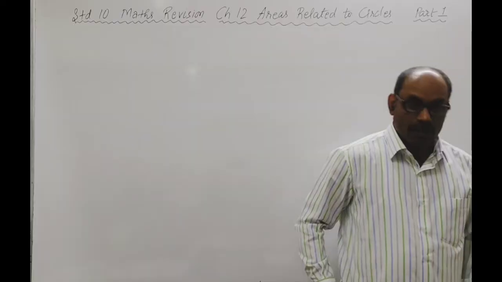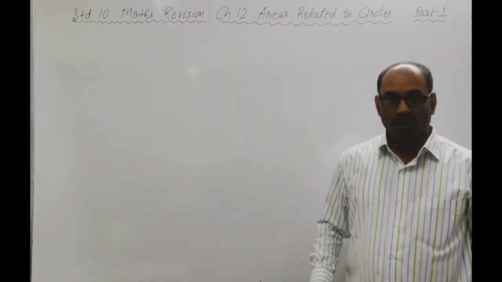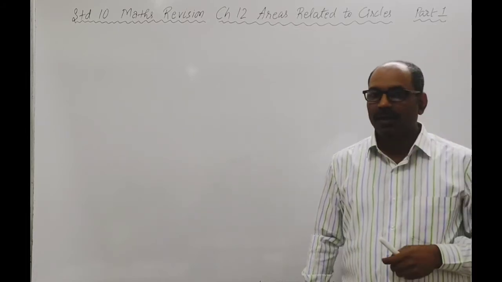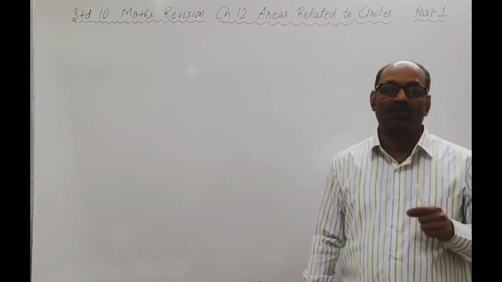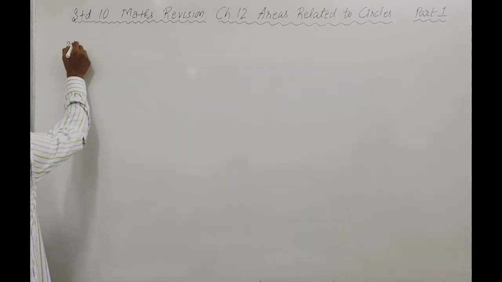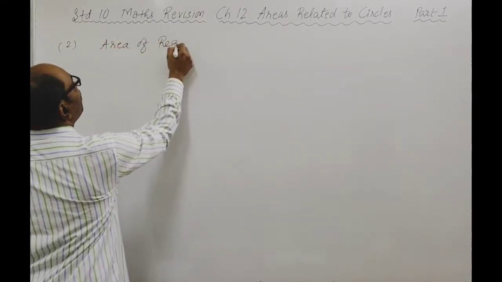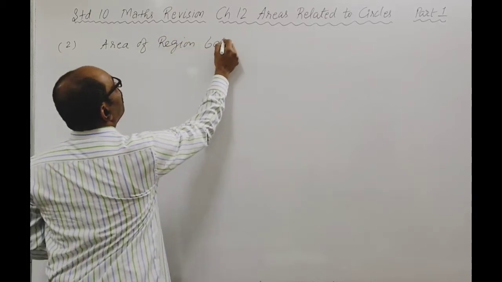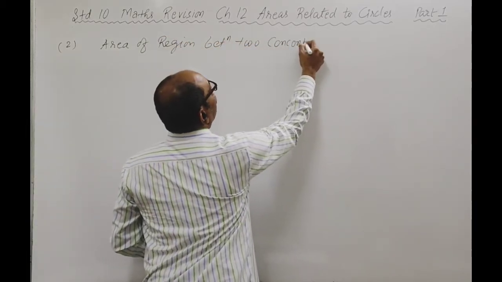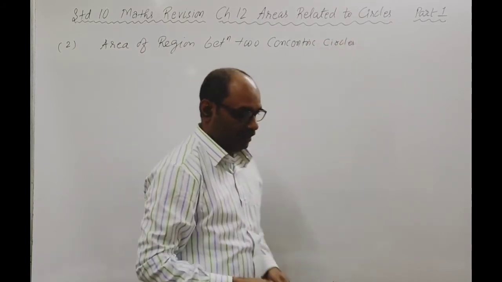Let's move ahead. All right, children. So moving on to the next formula formation. You know it: area of region between two concentric circles. All right. Let me put it as second here: area of region between two concentric circles.